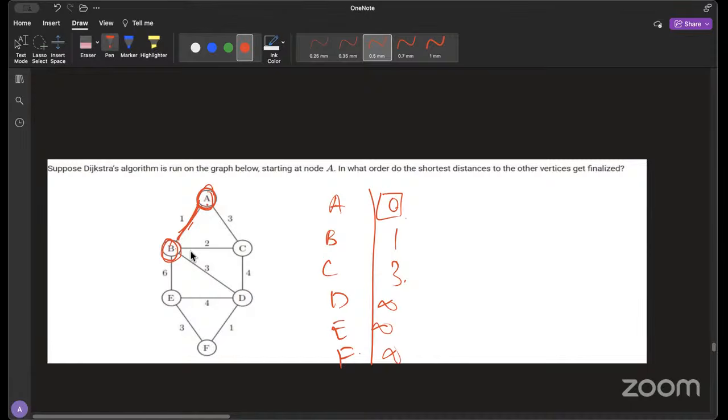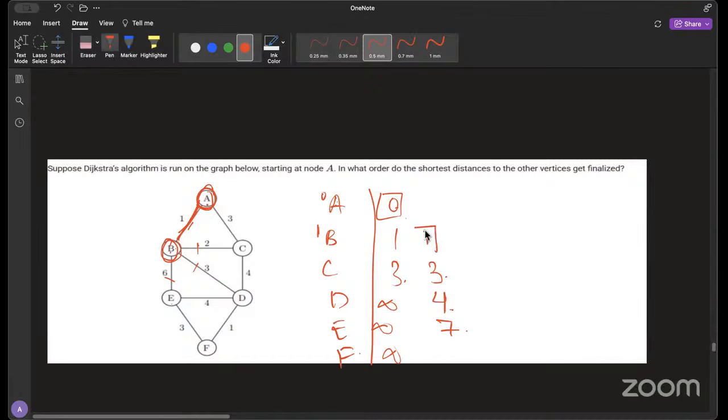And then from B, you have to find the immediate ones, right? This one, and this one. The distance till B is now 1. The distance till A is 0. From A to B, it's fixed at 1. Now from B to E, it will be 6 plus this 1 already there, so it will be 7. So the distance till E will be 7. Then till D, it will be 1 plus 3, 4. Then till C, it will be 1 plus 2, 3.